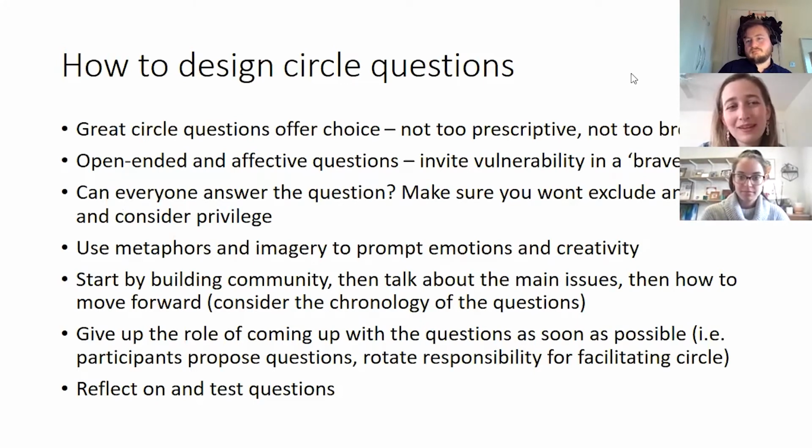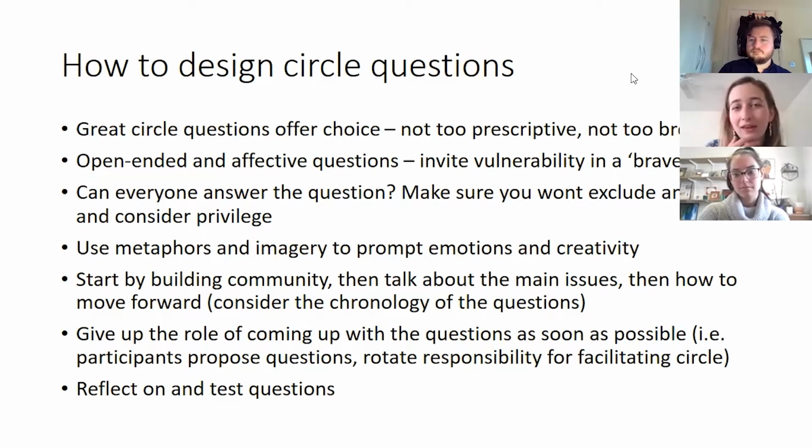One of the main themes that arose was that great circle questions offer choice. They're not too prescriptive, and they're also not too broad, but they create a range in the amount of vulnerability they invite and in ways of answering them, so that those participating can opt in at their comfort level based on the trust and comfort that's been built in the group, and always feel that they have something they can add that feels safe to share. And of course, with the caveat that it's always okay to pass, and that is a form of participation, as Alanna said.